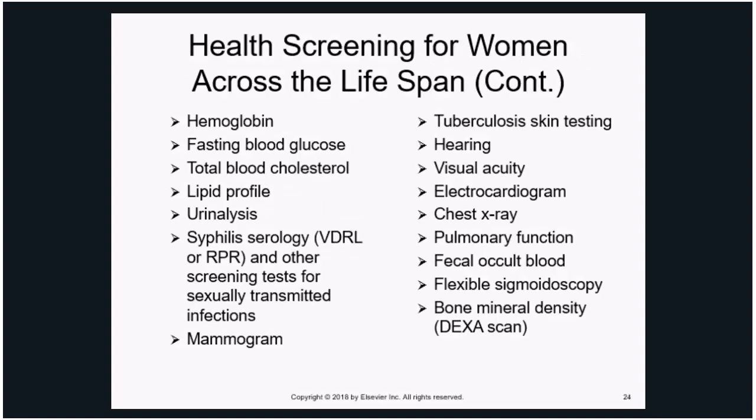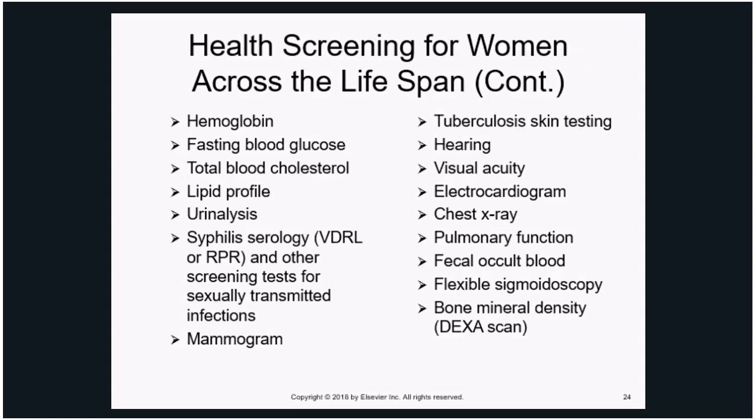The health screening for women across the lifespan. These are labs that are done throughout the lifespan. Common labs like hemoglobin, fasting blood glucose, total blood cholesterol, lipid profile, urinalysis, and syphilis VDRL or RPR are done during pregnancy. And other screening for sexually transmitted infections, mammograms; they change the guidelines often. 45 to 50 is usually when they start, unless there is a known problem.